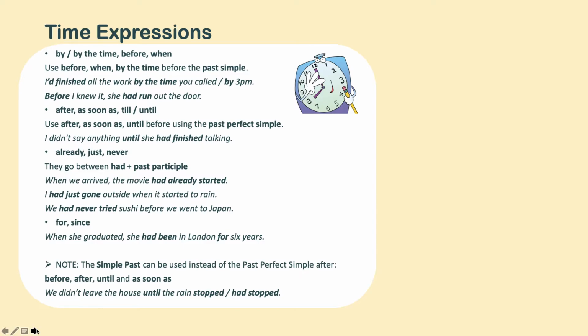Now let's look at some time expressions which are often used with the past perfect simple. We use by or by the time, before, and when. And we use before, when, and by the time before the past simple. For example, I had finished all the work by the time you called, or by 3 p.m. And by the time is followed by the simple past, by the time you called.